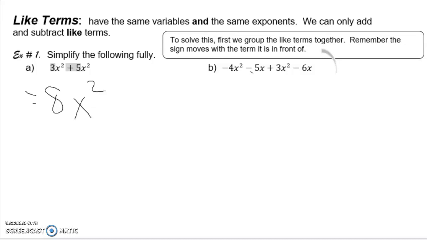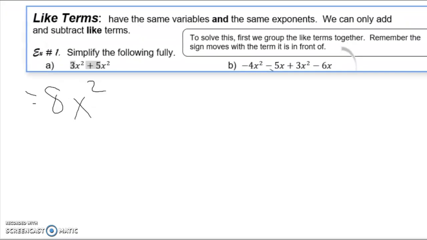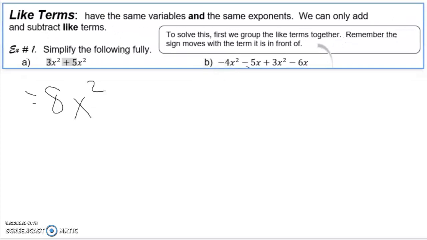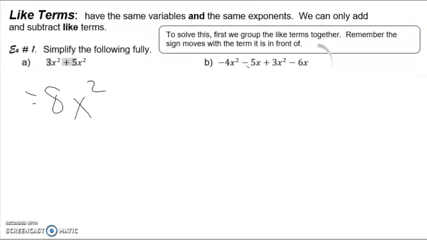So the next one, when we look, wrong. Let's keep that back there. The next one says 4x squared minus 5x plus 3x squared minus 6x. If you look up above here, it says to solve this, first we group the like terms together. Remember, the sign moves with the term in front, okay?